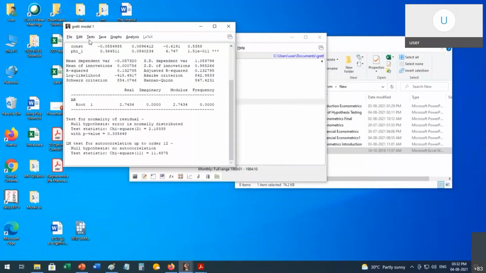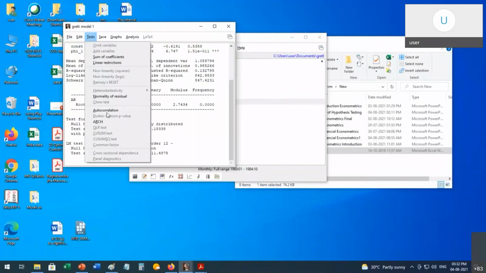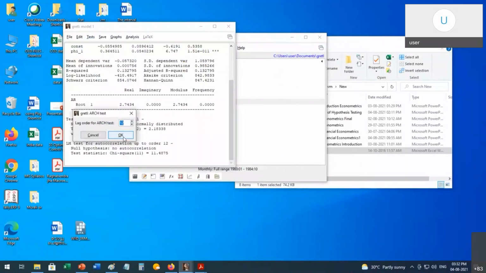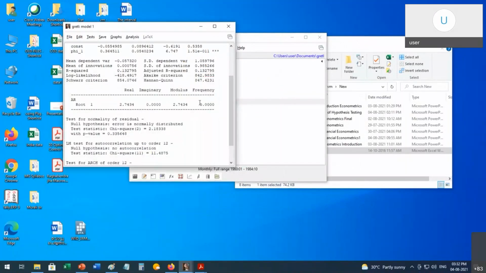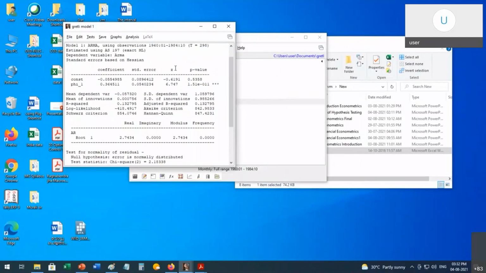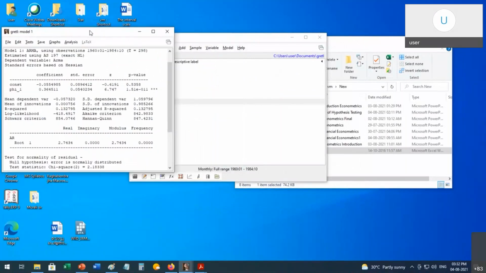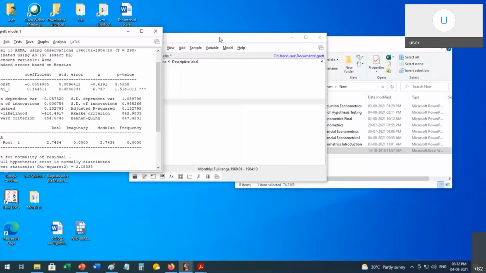Then we have to do the ARCH test, ARCH 12 lag. So here also the p-value is greater than 5%. There is no ARCH effect. So this model is adequate and significant. Okay. So we have to keep it aside and then go for another model.